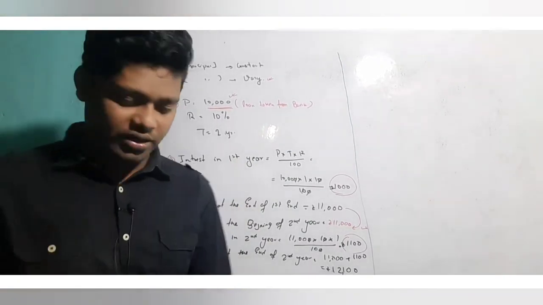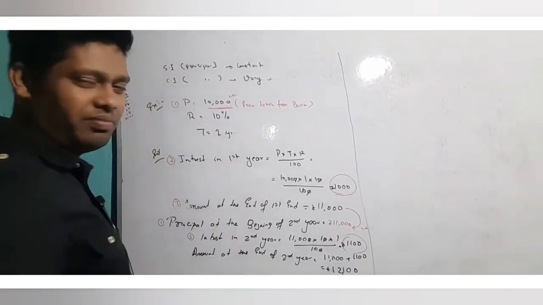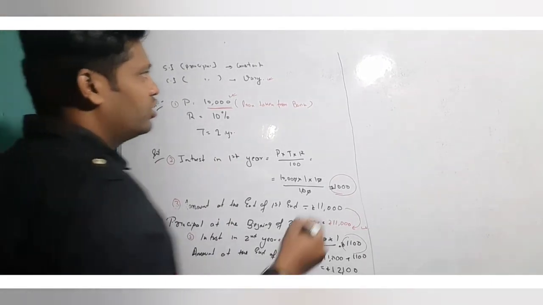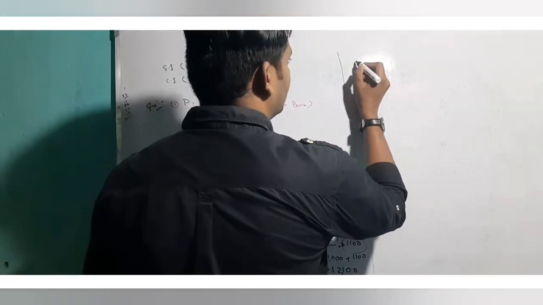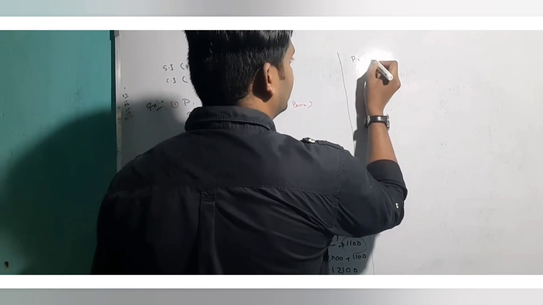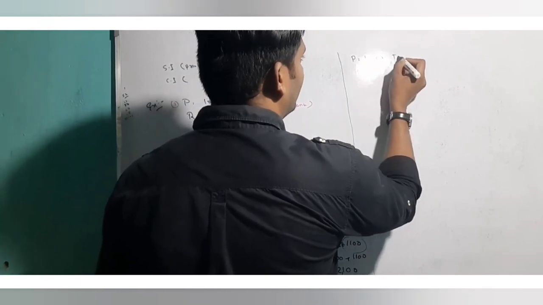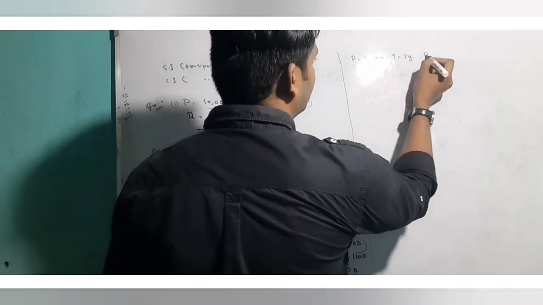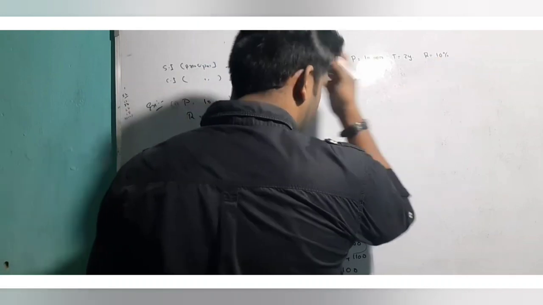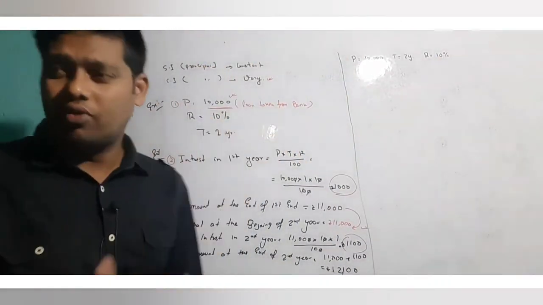Now we will do simple interest. The principal is the same, so I'm not writing it again. Let me write: 10,000 is your principal, the time period is 2 years, and the rate of interest is 10% per annum. Per annum means for a year.